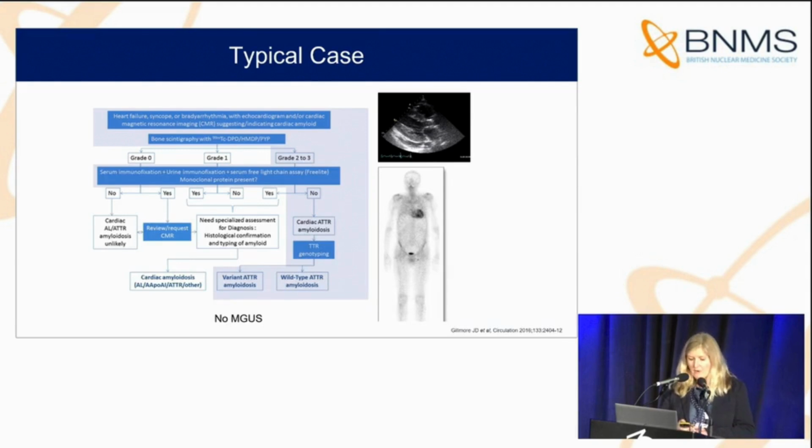So going back to our algorithm, we can see that he clearly followed this pattern. He had imaging, echo and CMR that were characteristic. He had a grade 3 DPD scan. He didn't have serum or urine immunofixation evidence of a plasma cell dyscrasia, and the free light chains were normal. And so he's following this part of the algorithm here. He had genotyping and was found to have variant ATTR amyloidosis.